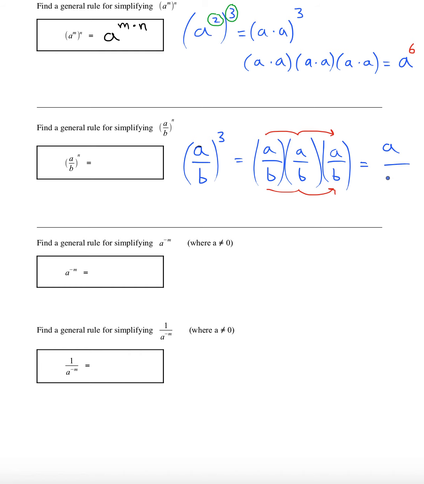So how many a's do we have at the end? 3. And how many b's? Also 3. So what's the general rule? The general rule is to send the exponent of n to both the top and bottom of the fraction. So a over b to the n will simplify to a to the n over b to the n.